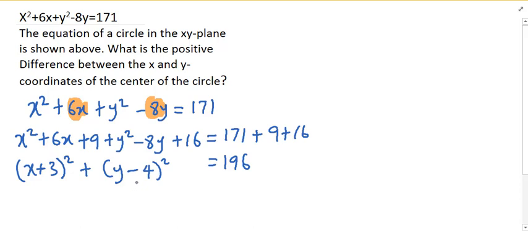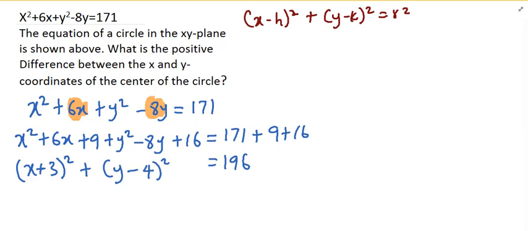So what are they actually asking for? They say what is the positive difference between the x and y coordinates of the center of the circle. Remember that we've been writing this formula ever since this class started: x minus h, all squared, plus y minus k, all squared, equals r squared. Another thing you need to take note of is that the center is h comma k. In the center, this is the x coordinate and this is the y coordinate. So you can also find this in the formula right here.